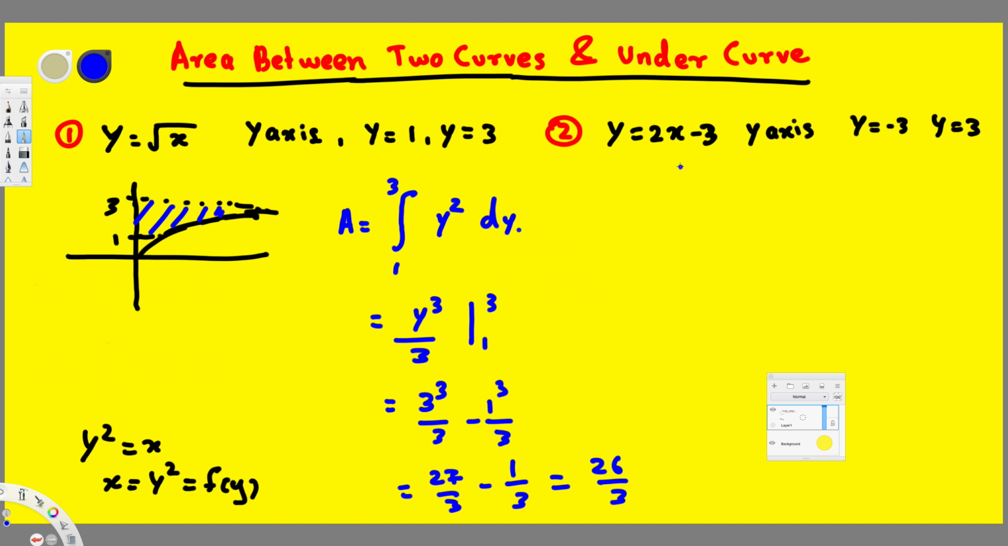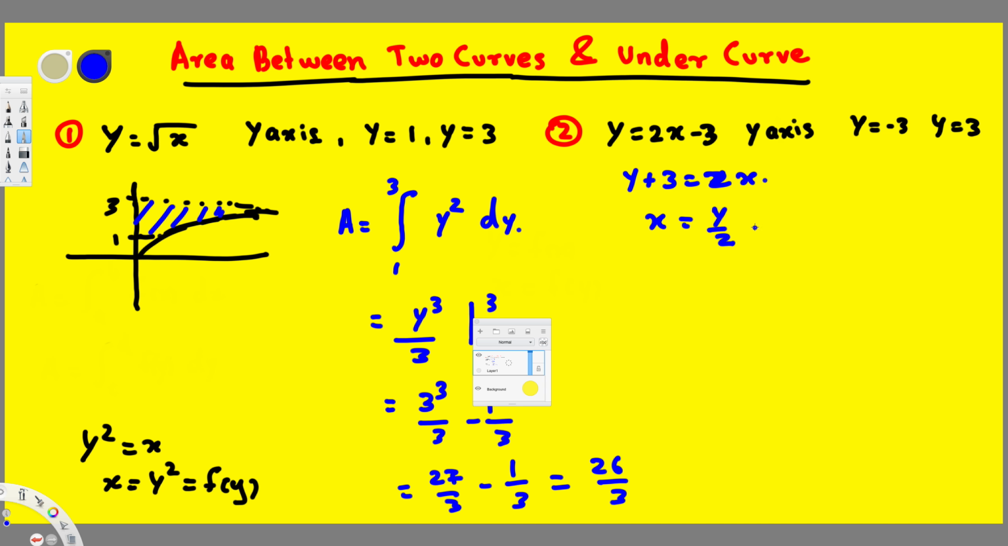Now let's look at the next question. This is also in terms of y. The region is bounded by y, so we have to solve for x. If you solve for x, this becomes y plus 3 is equal to 2x. Therefore, x is equal to y over 2 plus 3 over 2.